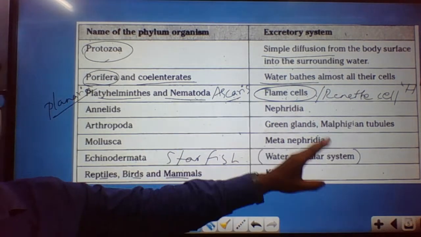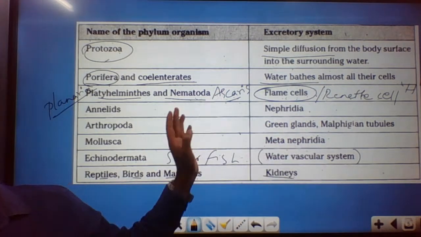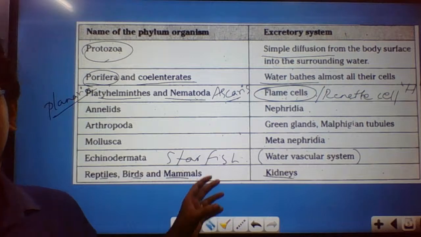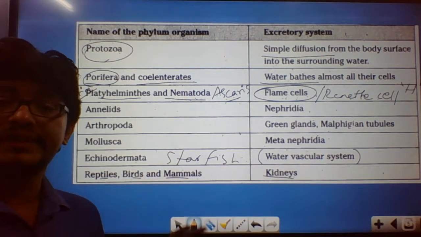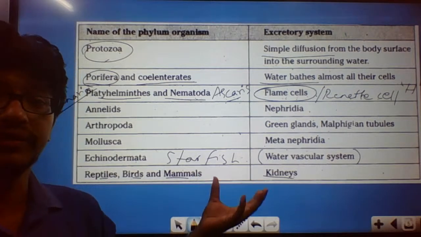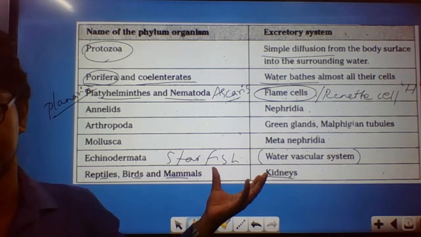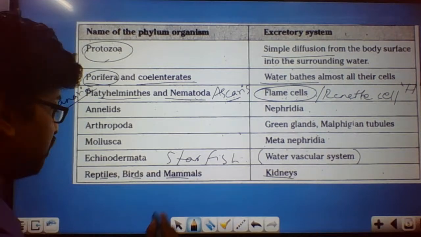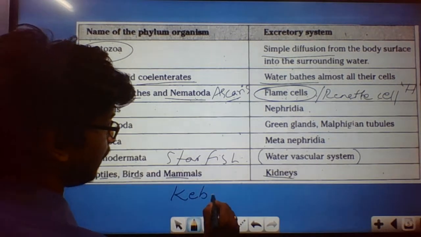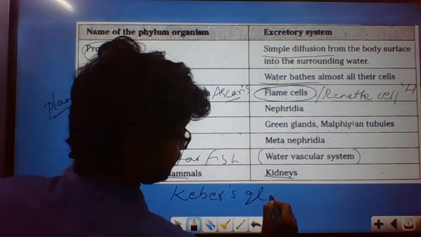They will give this like column A, column B, and shuffle it in reverse, and ask you to identify it. So be very clear in this area; from this chapter, excretory system, you get this type of questions. Clear with this one? And we also have what we call Keber's gland actually. It's a type of gland. So you should not blink.